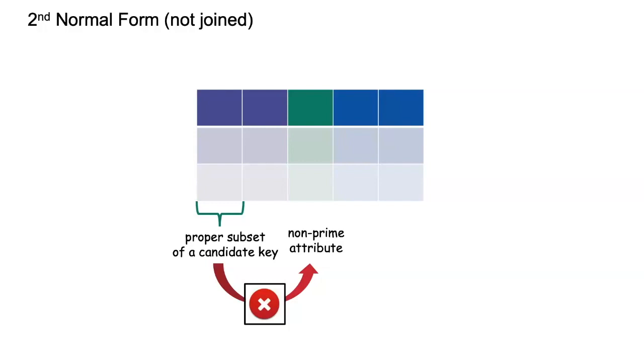So what I forbid here is that I don't want something to be dependent on a proper subset of a candidate key. I don't want a non-prime attribute to be dependent on that. The details here are not important. You don't need to know that by heart. The only thing you need to understand is that I keep restricting more and more when I go up the normal forms.